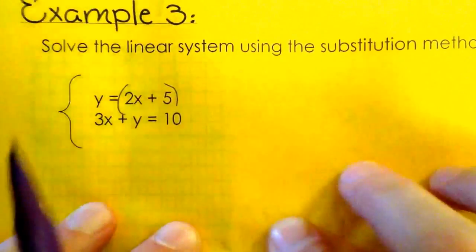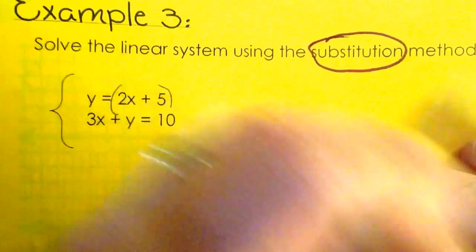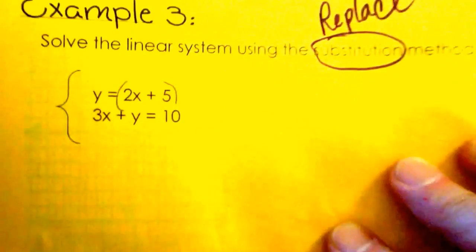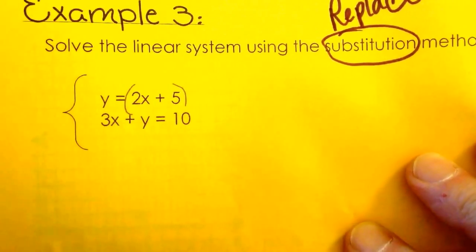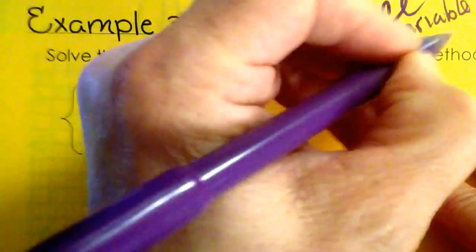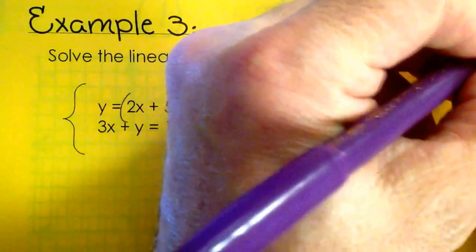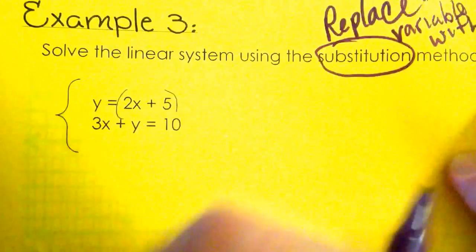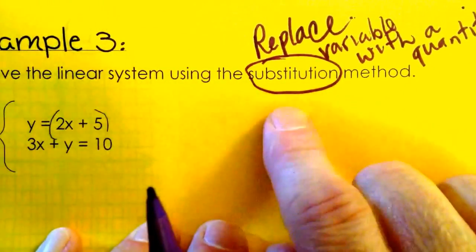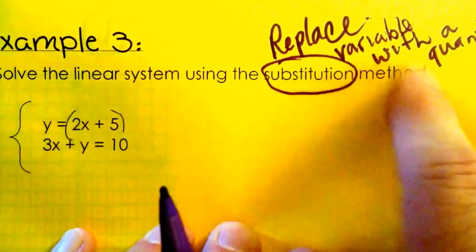Solve the linear system using the substitution method. What this means is we're going to replace the variable with a quantity. Okay, let me move that so you can see it. We're going to be substituting one of the variables with a quantity.